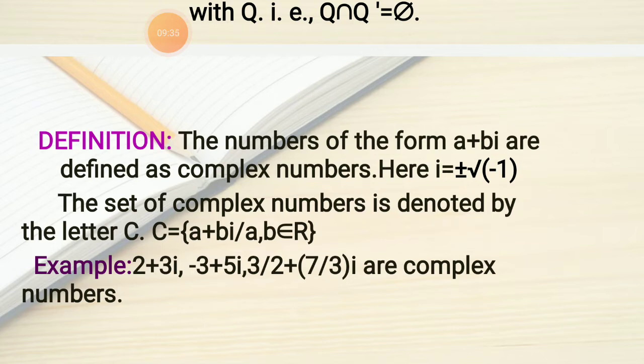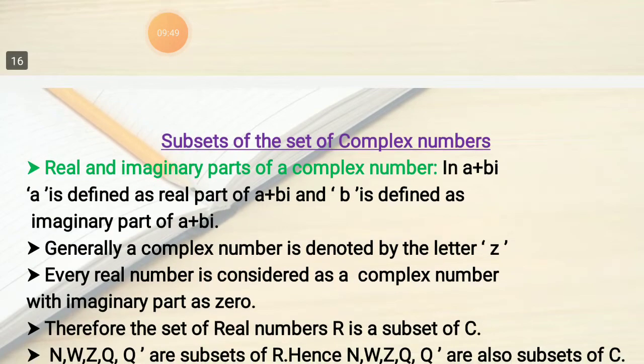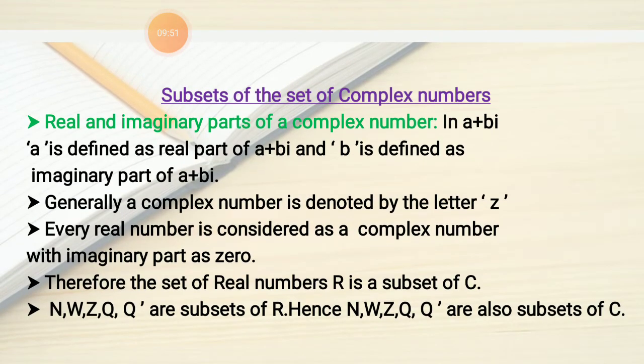The set of complex numbers is denoted by the letter C, C equal to a plus bi such that a, b belongs to R. Example: 2 plus 3i, minus 3 plus 5i, 3 by 2 plus 7 by 3i are all complex numbers. Subsets of the set of complex numbers.